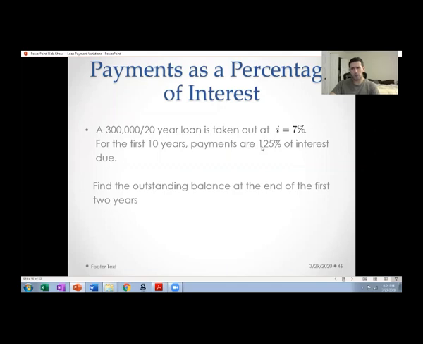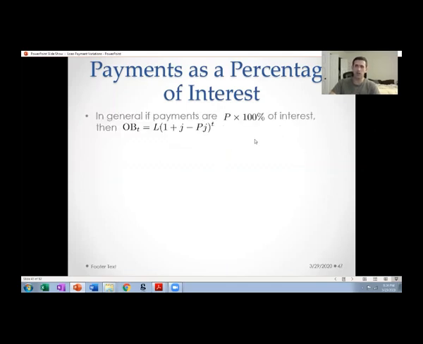1.25 times 100% is 125%. So if this is true, then the outstanding balance after T periods is L times this quantity here. Okay, so you'll notice something if you're thinking about this: in general, you really can't pay off your loan by doing this.